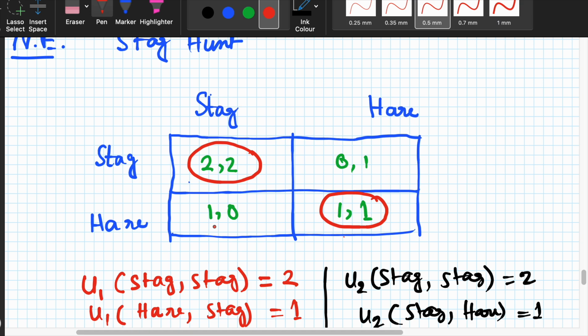So that's it for today's class. In the next class we will learn about the mixed Nash equilibrium, and the Nash equilibrium corresponding to the Hawk-Dove game.